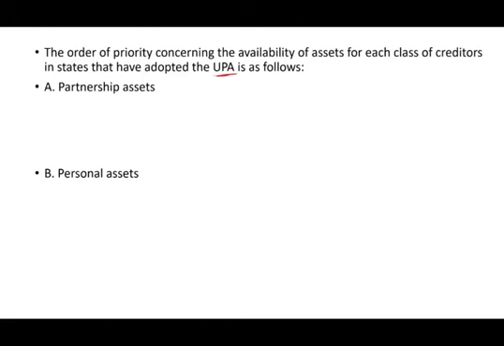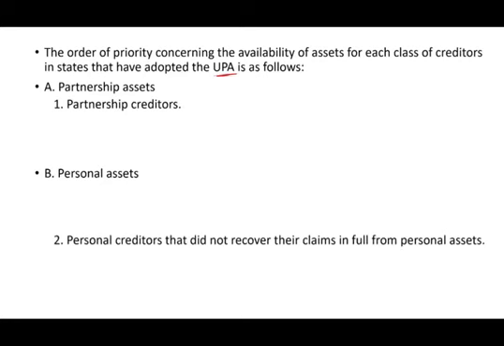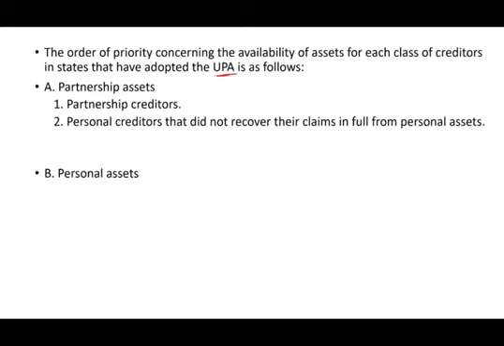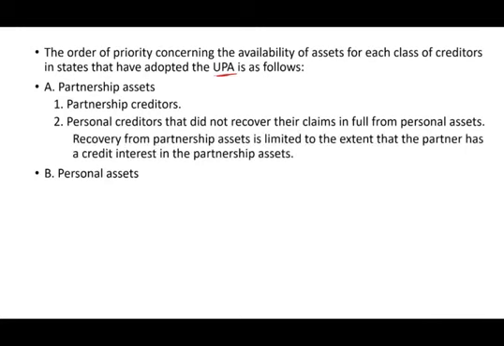If you have a partnership asset, guess what? First, the partnership creditors have priority. That makes sense. Those assets are for the partnership. Now, personal creditors that did not recover their full claim from the personal assets can recover from the partnership assets, but that's limited to the extent that the partner has a credit interest in the partnership assets. What does that mean? Let's assume I owe someone $10,000. This is a personal debt.